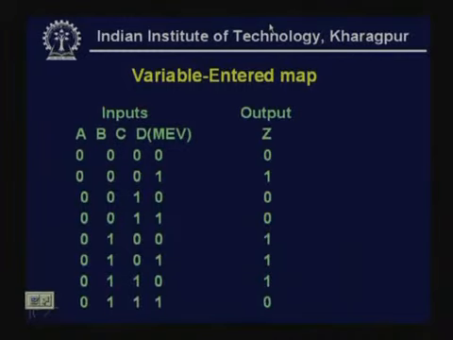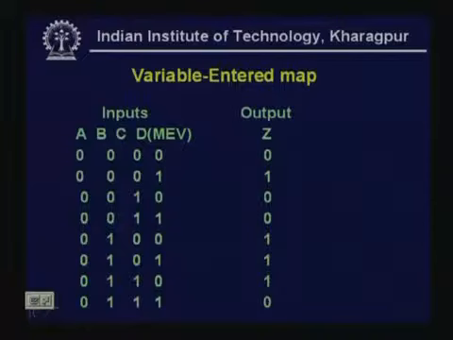Now we take one 4 variable example. Say ABCD are the 4 inputs and output is Z. First we consider the truth table of this 4 variable function. So truth table means all possible combinations, all 0 0 0 0, 0 0 0 1 to all 1 1 1 1, and I have to take what will be the output. That means all possible input output combinations are kept.